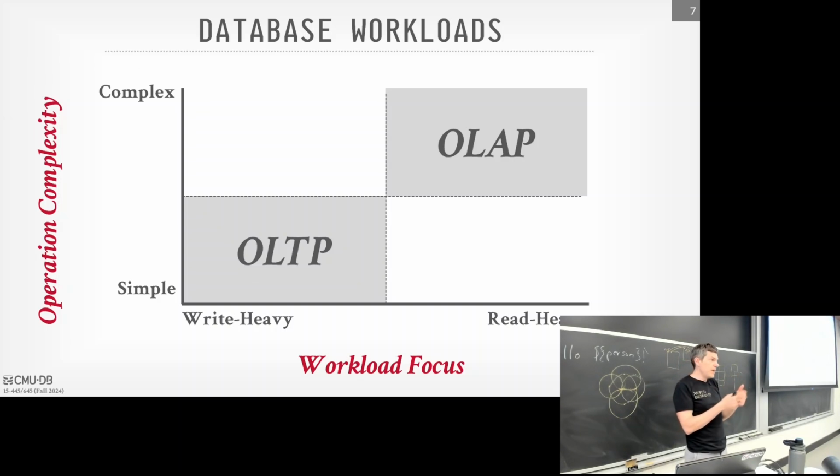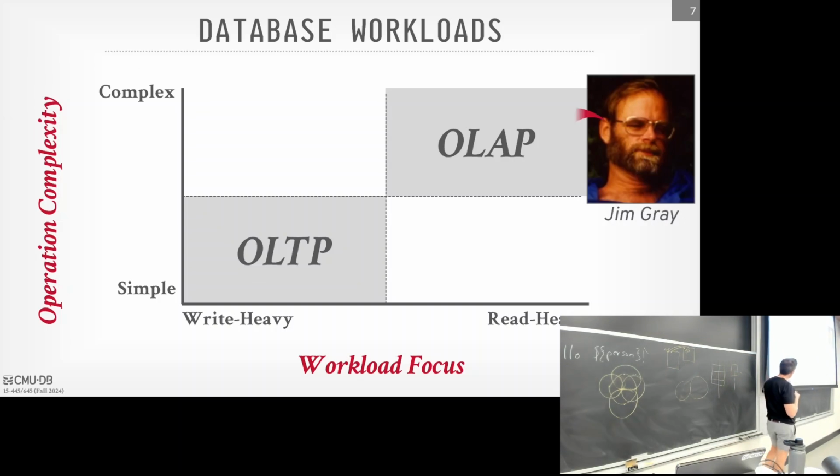Because most businesses, most people running databases, just needed to collect information. Only later on did people start wanting to do more complex analytics on it. So in the 90s, there was this guy named Jim Gray, a very famous database researcher. He invented two-phase locking and a bunch of other stuff that we'll cover the rest of the semester. He won the Turing Award in databases in 96.